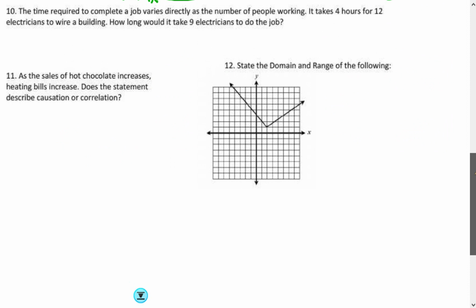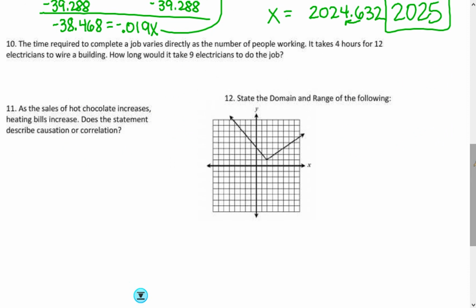Alright, so first on number 10, it says the time required to complete a job varies directly as the number of people working. It takes 4 hours for 12 electricians to wire a building. How long would it take 9 electricians to do the job? So this is our direct variation stuff where we have y over x equals y over x. So basically we need to set up a proportion. Now it didn't exactly tell us who is y and who is x, but I'm going to say that the electricians will be y and the time it takes will be the x value.